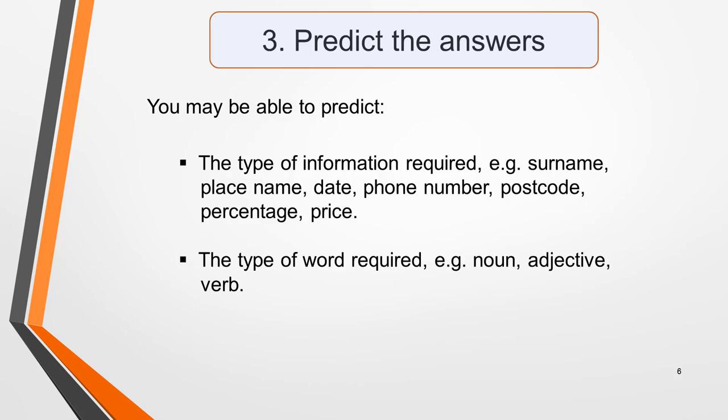The next task is to try to predict what the answers might be. This will focus your mind on what to listen out for in the recording. Occasionally you'll be able to predict the actual word, but mostly it's one of these things that you'll be able to determine. The type of information required, for example a surname, place name, date, phone number, postcode, percentage or price, or the type of word required, such as a noun, adjective or verb. The answers to form completion questions will usually be factual information, such as that listed in the first bullet point. Any clues you can get will help you to understand the recording and identify the information needed for the answers.